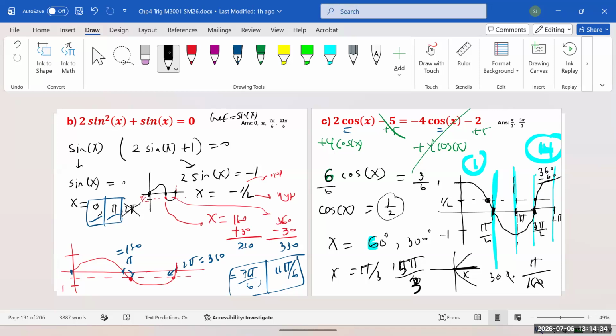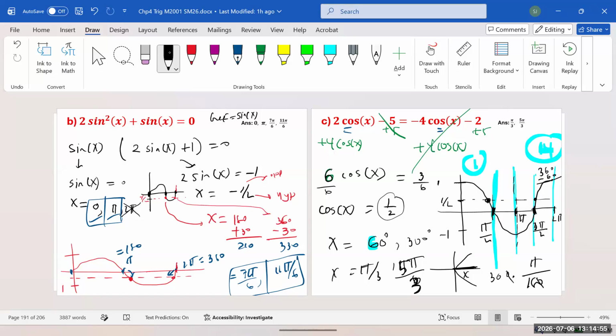Now for the first quadrant, all that is easy because that's our solution. For the fourth quadrant, our answer is negative 60. We cannot use the negative 60. This is the criteria. So from here to here, it's 360 minus 60, 300 degrees. The two solutions, 60 degrees and 300 degrees.